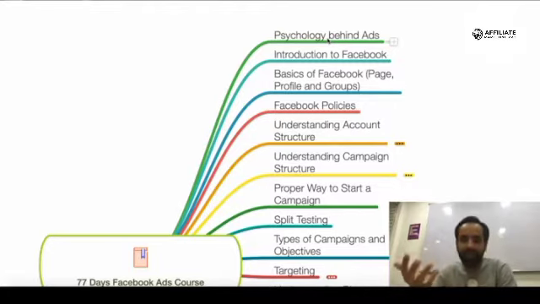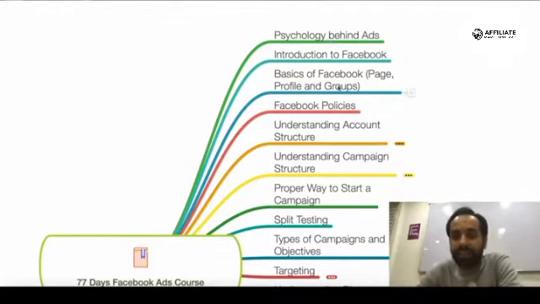Psychology: ads are way different than the normal Facebook feed which you actually see. The next thing we're going to do is talk about Facebook. What is Facebook? What kind of things are there? Then we're going to talk about the basics of Facebook, like what is the difference between page, profile, and group? Why is it important to have all three, or which one is important for ads? Then we're going to talk about Facebook policies. Lots of people say, hey, I tried to run my Facebook ad, but my account got banned.